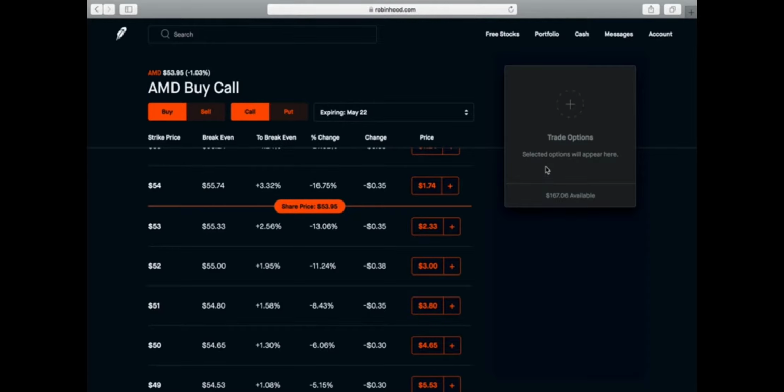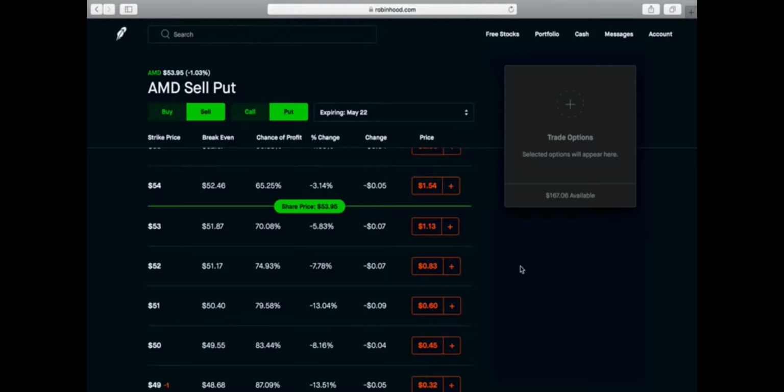Now, there's a couple things you can do. You can buy calls, you can buy puts. You can sell calls, you can sell puts. We're not going to do anything with buy today. We're going to do strictly sell. And when we do the wheel, this concept of the wheel, we start by selling puts. So I'm going to go to sell puts. And let me explain to you guys what this means.